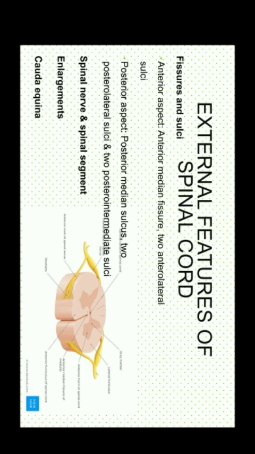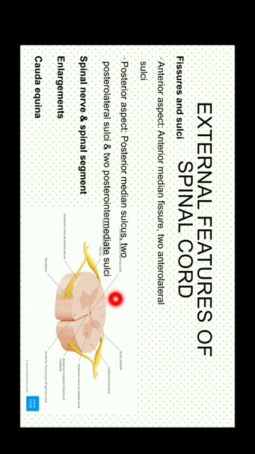So this is the cut section of the spinal cord, and here on its anterior aspect it bears a fissure called the anteromedian fissure. On the posterior aspect you can see a thin groove. It's called the posteromedian sulcus. So the names are: anteromedian fissure, which is deep, and a very thin posteromedian sulcus.